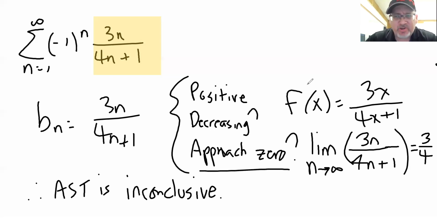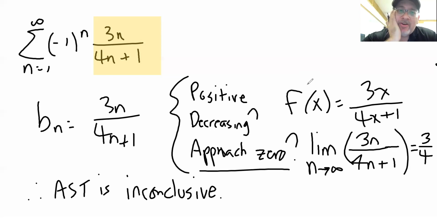I'm pretty sure this function is decreasing. I was thinking about its derivative. Yeah, it's decreasing. But the limit doesn't approach 0, so it doesn't matter if it's decreasing or increasing. So we can't use the alternating series test. Should we use the integral test? No, for the integral test, everything has to be positive. The alternator prevents that from happening.